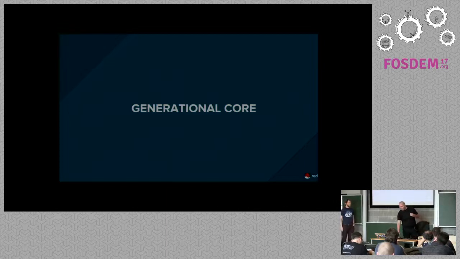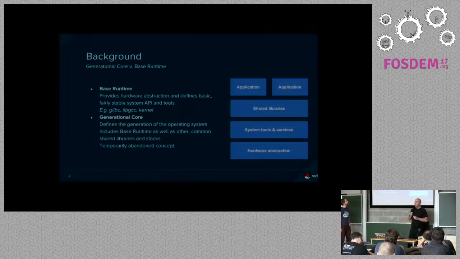Okay, so as Adam mentioned, the base runtime is a module that sits below all the other modules, all the other stacks that we have. This part is named generational core though, so I will provide some background on what generational core is, what base runtime really is, and the difference between them. Base runtime was originally meant to be only the lower layer of this diagram. It was meant to provide a hardware abstraction layer with system tools, utilities, and shared libraries to be provided by other modules included in a stack that we wanted to call the generational core.